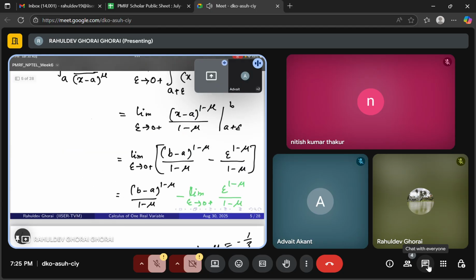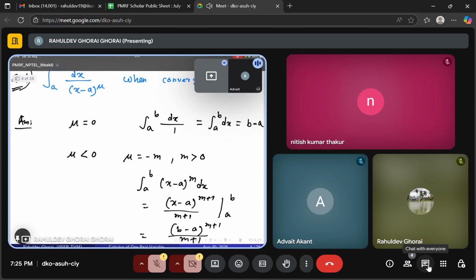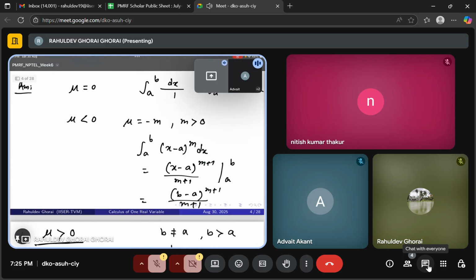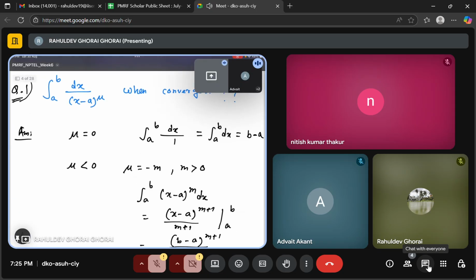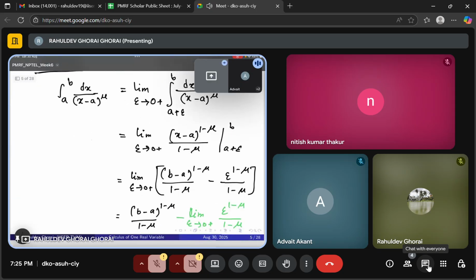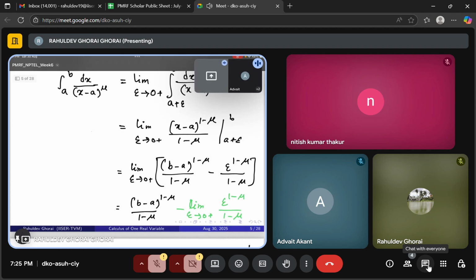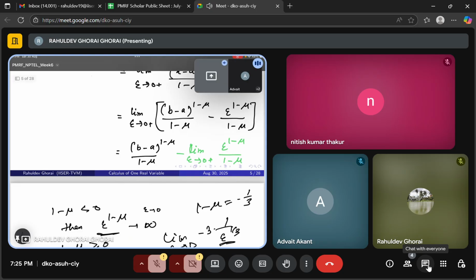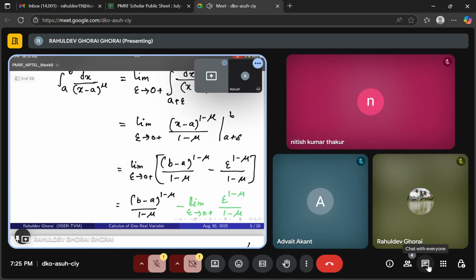So what we have done till now for this question: case 1, mu is equal to 0 is okay, and mu less than or equal to 0 is also okay. We have shown that it has a value, so it's convergent. And for mu greater than 0, we plot the point A, take A plus epsilon, and then take the limit as epsilon tends to 0 plus. It depends on this quantity, the green one: epsilon to the power 1 minus mu over 1 minus mu, right?